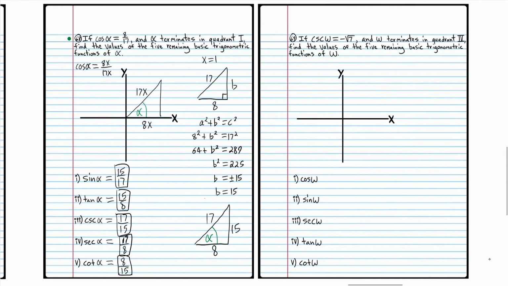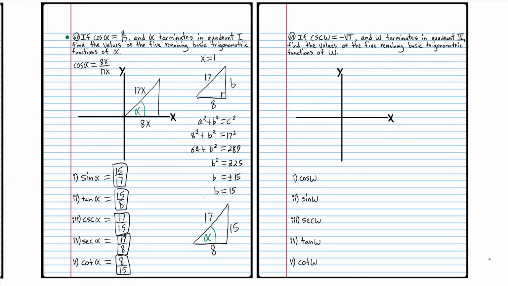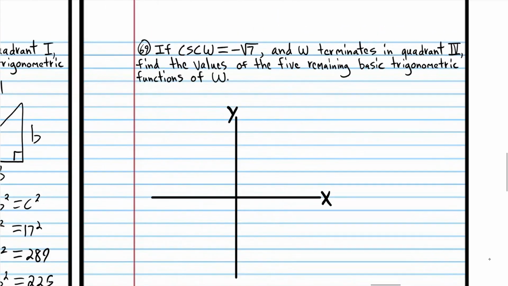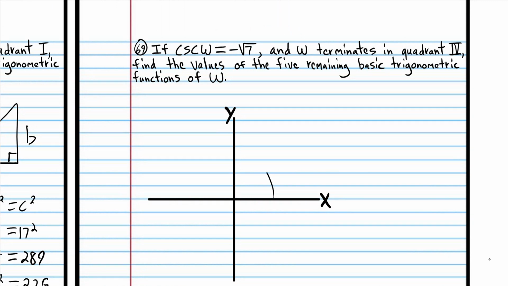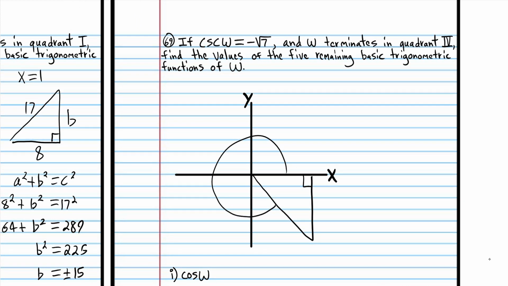So if you got that right, excellent. Go ahead and try number 69. When you come back, we'll do it together. Alright, we're back. So we're told that this angle terminates in the fourth quadrant. We don't know what the angle is. We just know that it terminates in the fourth quadrant.